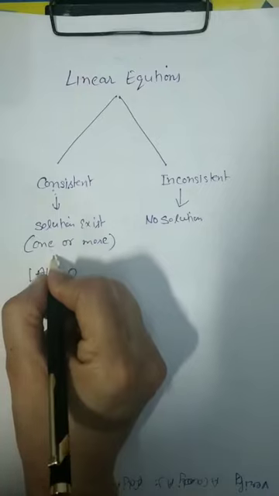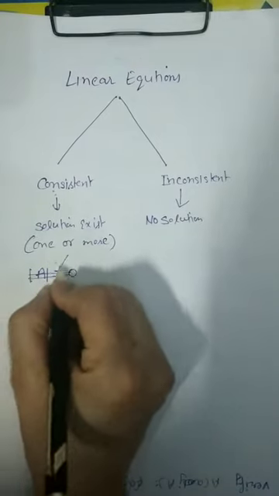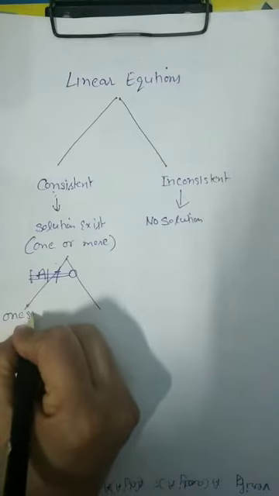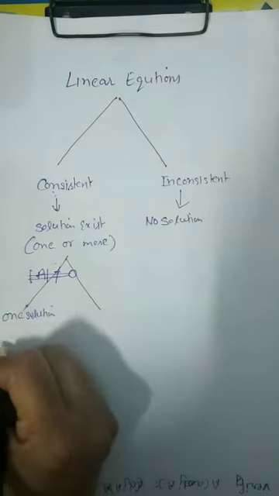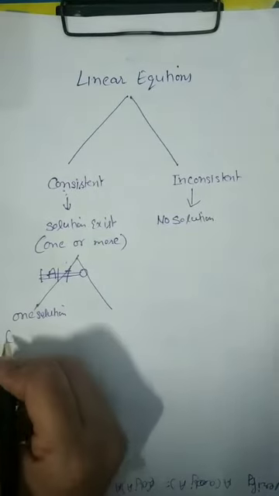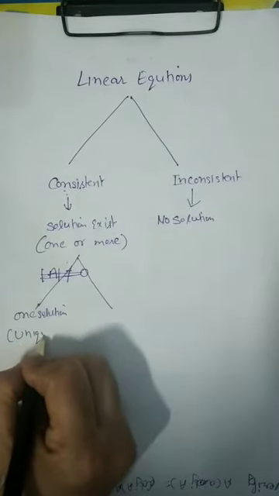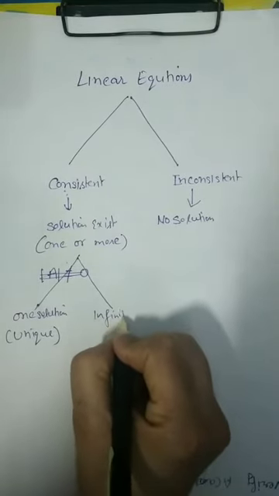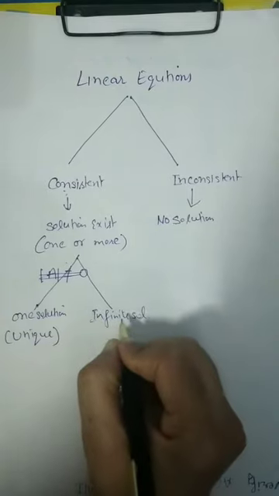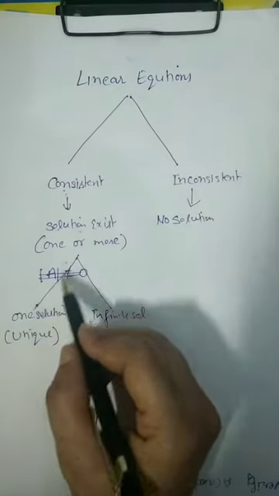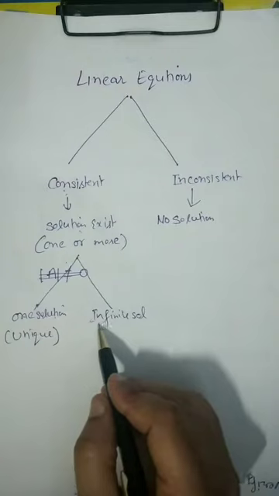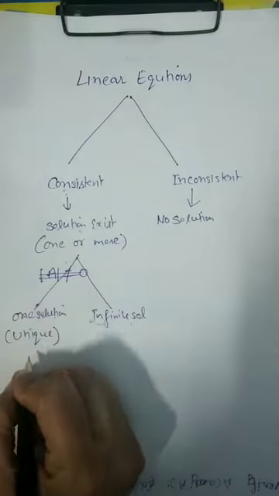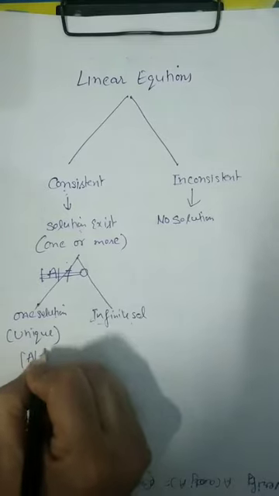Actually, we have two cases from here, so we will divide it into two parts. The first is one solution, which is also known as unique solution, or infinite solution. So consistent equations can be of two types, having one solution or having more than one, that is, infinite solutions. The solution is one or unique if determinant of A is not equal to 0.